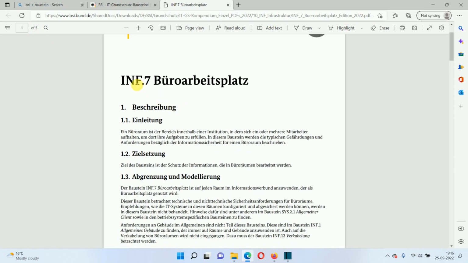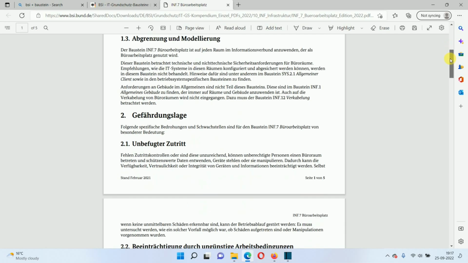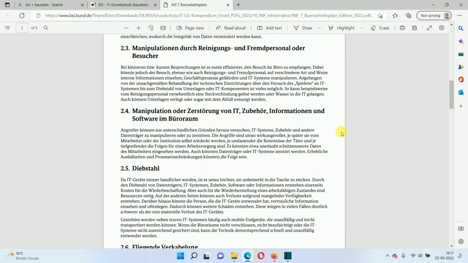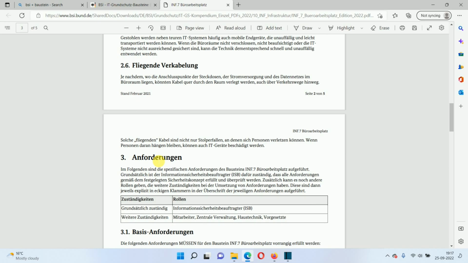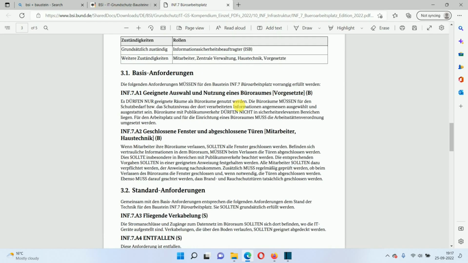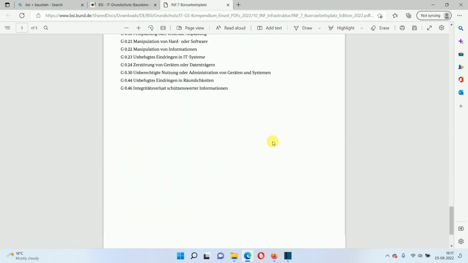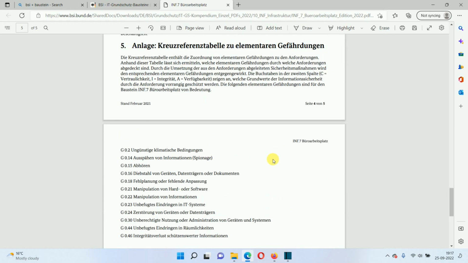And here you see there are still a lot of Bausteins. So INF 0.7 is Büro Arbeitsplatz. It's a collection of more building blocks. And here you see there are so many, like 2.5 Diebstahl, that is in case of theft, 2.6 Fliegende Verkabelung, that is cabling which is hanging around freely, Anforderungen, requirements. And these again are the Bausteins. So this is just to make you aware of what this Baustein thing looks like.